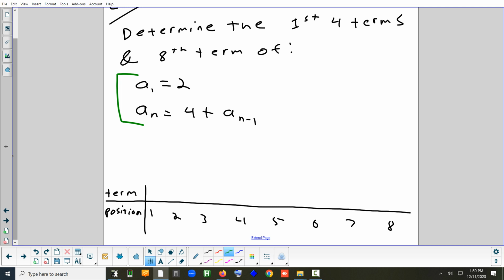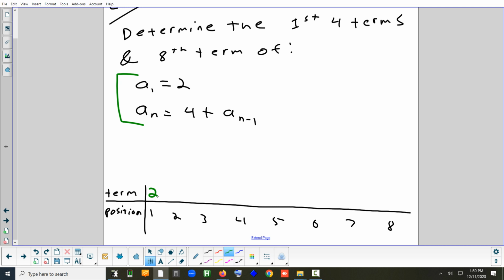I'll write down the position and then the term in that position. What's the first term in the sequence? 2. How do we know that? It says it. That's a given. You can't calculate that. In a recursive formula, you've got to be given the first one. Now we can go from here. What's the pattern? Add 4 to the one that comes before the one you're looking for.